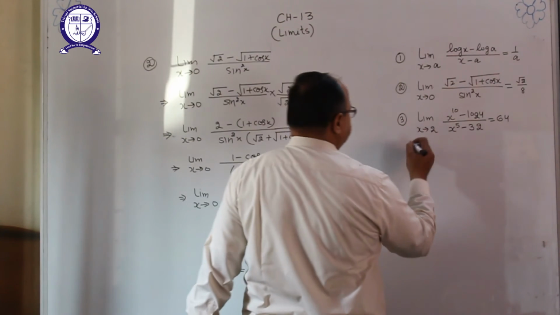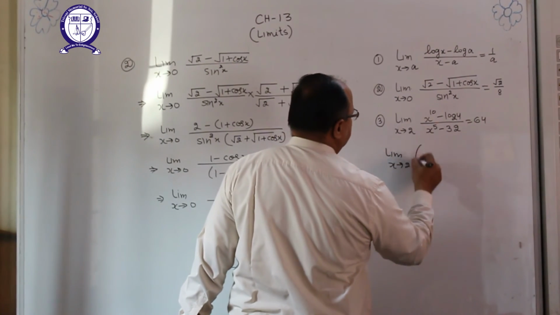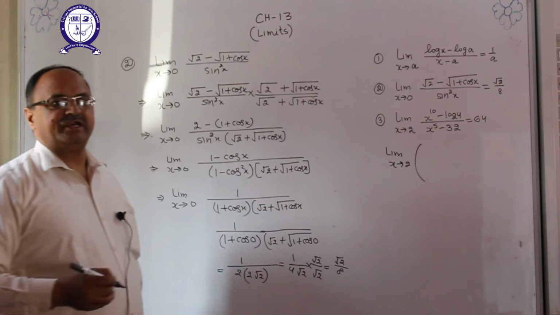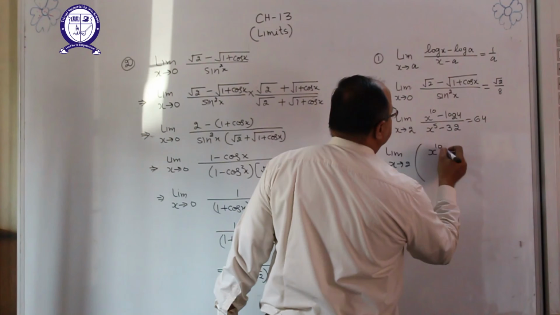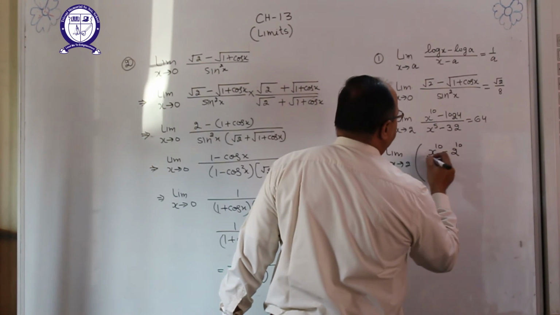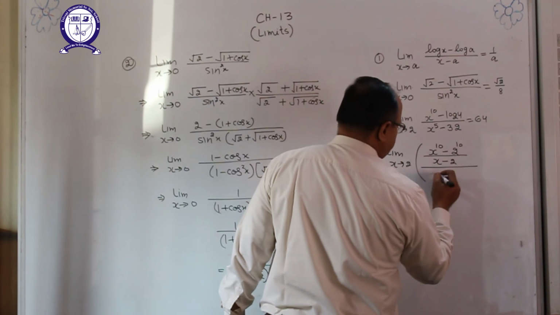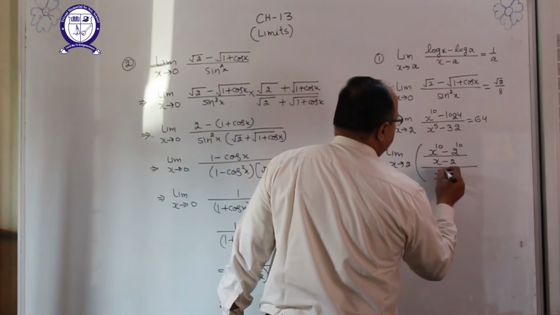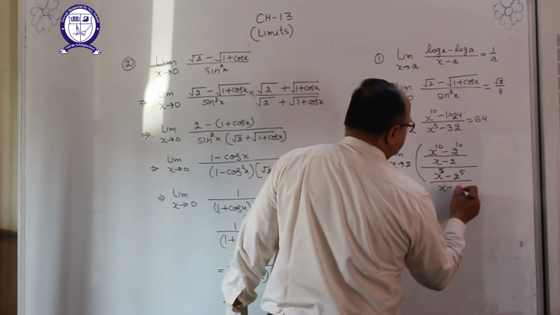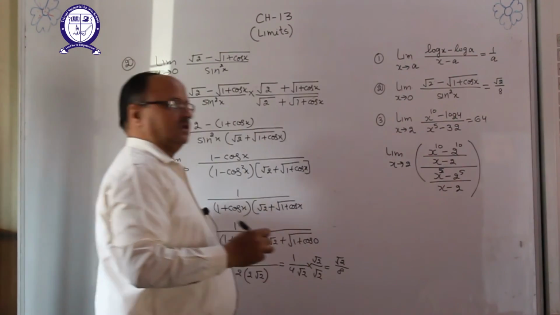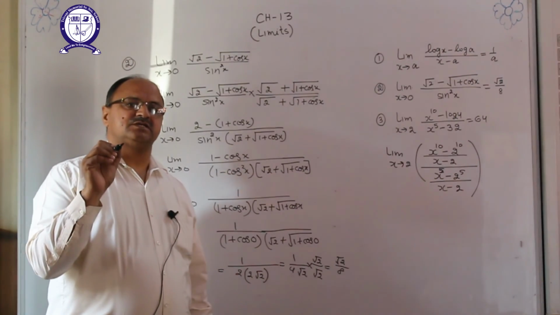And third question: limit x approaches 2, (x to the power 10 minus 2 to the power 10) divided by (x to the power 5 minus 2 to the power 5). Divide numerator and denominator by x minus 2. This is the main point in this question. Divide numerator and denominator by x minus 2.